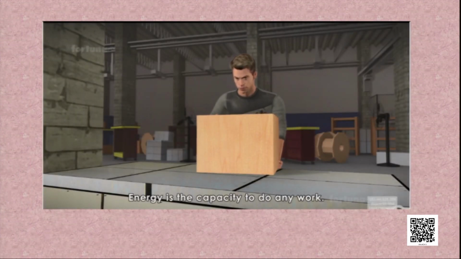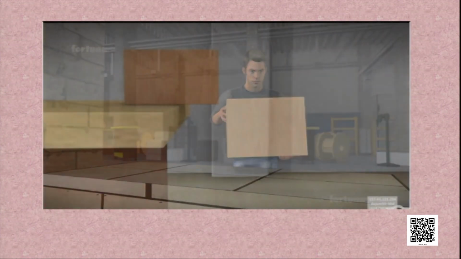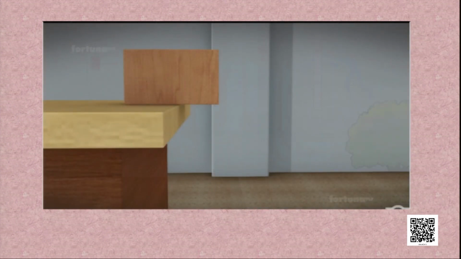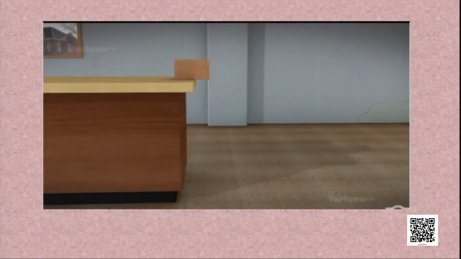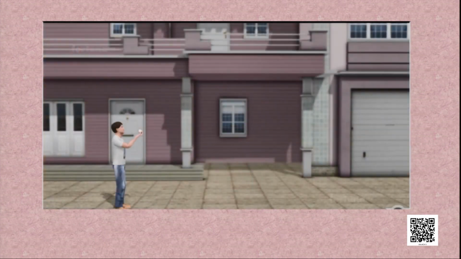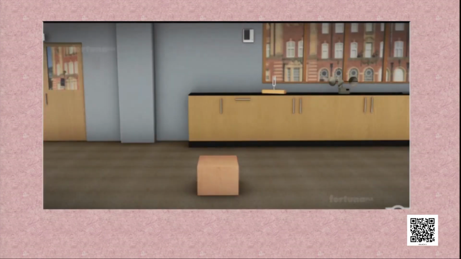Energy is the capacity to do any work. Another way to think of it is as stored energy that is ready or has the potential to do work. Gravitational potential energy is the energy that's within an object when it is moved against a gravitational force. If an object is raised above the ground, it will acquire potential energy. The object's gravitational potential energy will depend on its weight as well as how high it is above a surface.